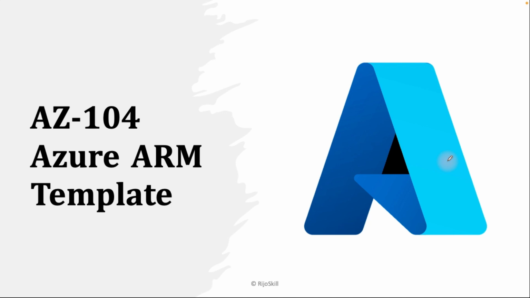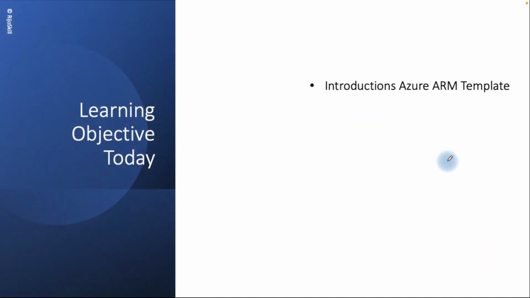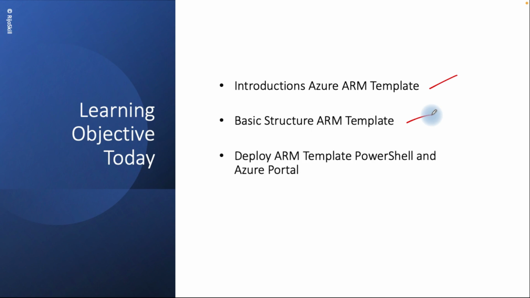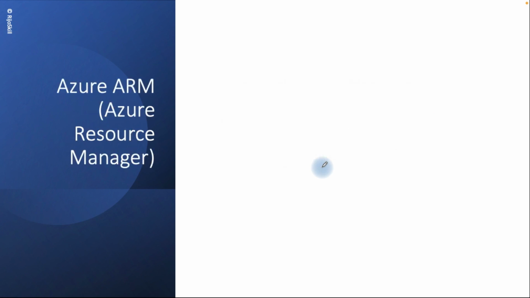Today I plan to take the topic Azure ARM template, which is a part of AZ-104. So what is the learning objective today? Introduction of Azure ARM template. We will discuss the purpose of using Azure ARM template, then its basic structure, what structure is included in the Azure ARM template, and how to deploy the ARM template through PowerShell and Azure Portal. So let's start our first objective.